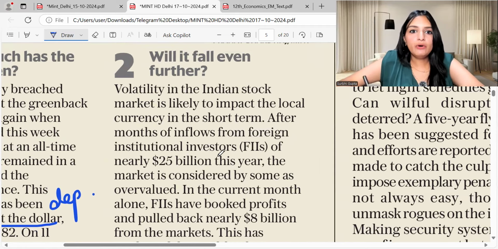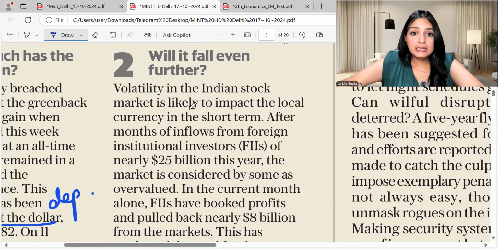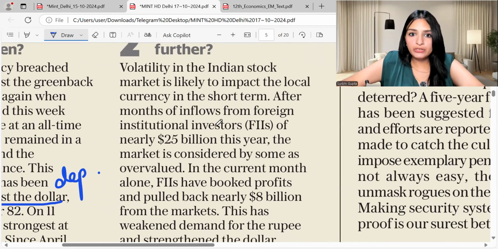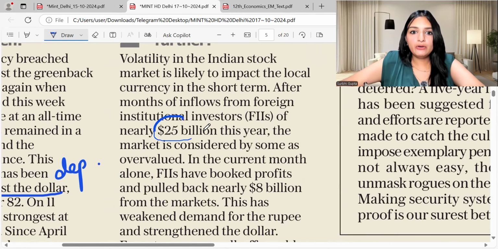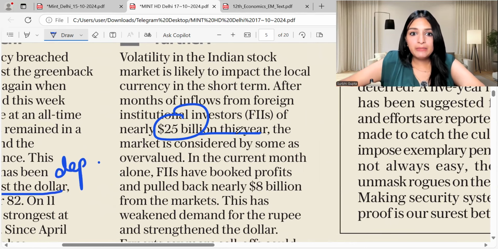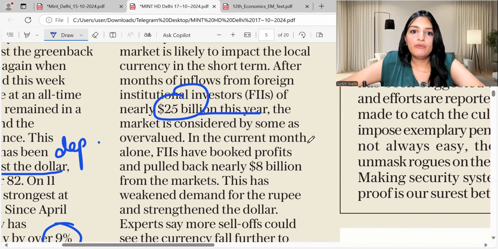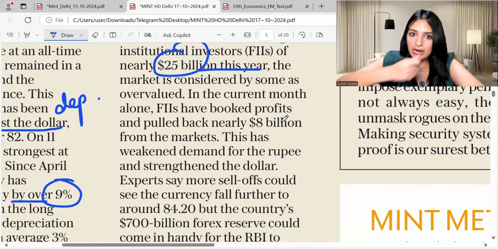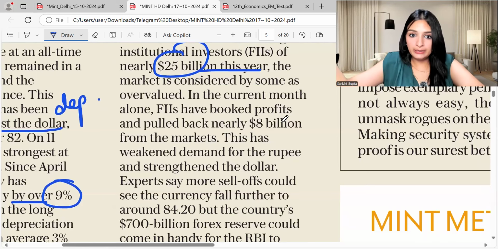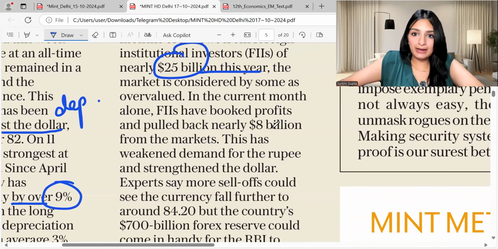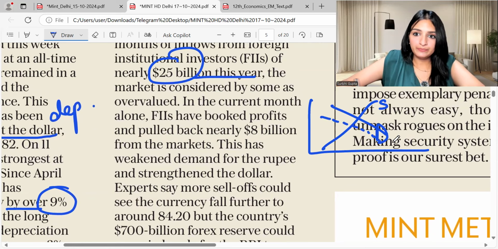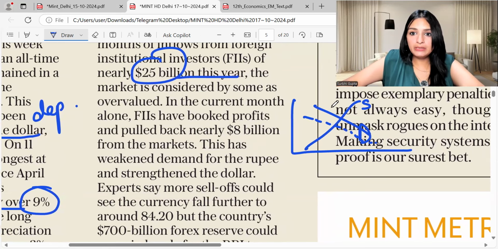Yeah, let's read it. So volatility in Indian stock market is likely to impact the local currency in the short term after months of inflows from foreign institutional investors of nearly $25 billion this year. The market is considered by some as overvalued. In the current month alone, FIIs have booked profits and pulled back nearly $8 billion. Okay, so if pulled back, that means the supply of dollar has hit. Demand was this, supply was this, demand has reduced. Sorry, demand has not reduced, supply has reduced.